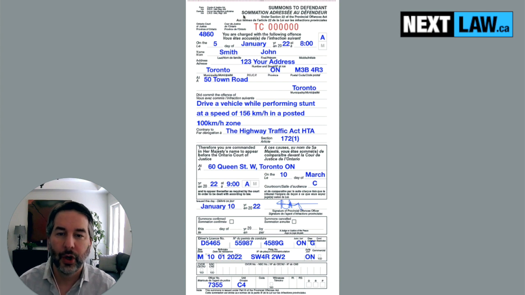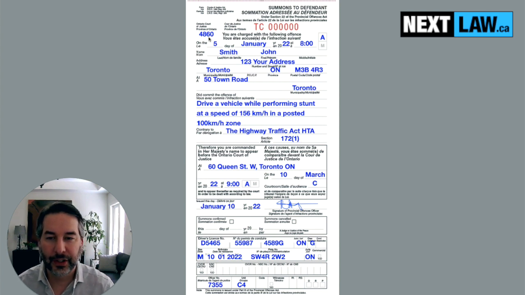So what you can see here at the top is "summons to defendant." The first thing you can look at right here is this number, 4860. That number is going to change depending on where you got your ticket. It's called an ICON, and an ICON is telling you the code, a 4-digit code, of which court in Ontario you're to be summoned to. And then right here you have a ticket number. This is a made-up number, 000, and that's sort of an identification of the ticket or the summons that you received.